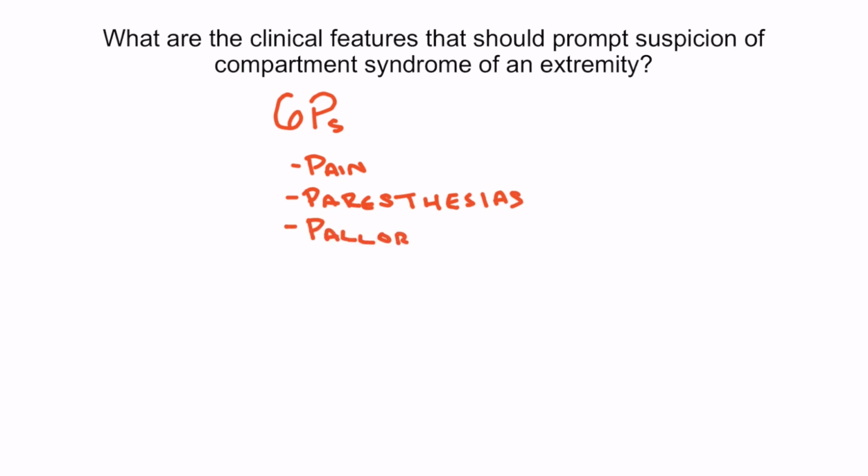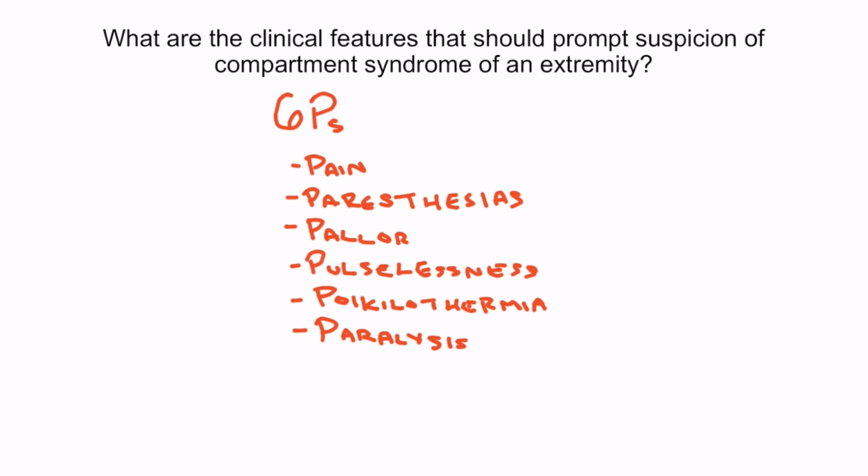So let's try another quick question. What are the clinical features that should prompt suspicion of compartment syndrome of an extremity? All right, the clinical features of compartment syndrome can be remembered with the mnemonic of 6 Ps. The 6 Ps include pain, especially on passive stretching of the extremity, paresthesias, pallor, pulselessness, poikilothermia, and paralysis.